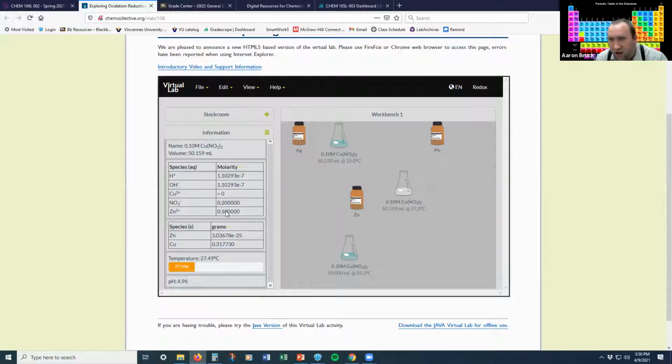My zinc concentration has effectively changed as well. And look at my values here. They're kind of fluctuating a little bit, but I can see that I've got virtually no zinc metal left in this flask, and I've got about 0.32 grams of copper. So lots of things changed here. That would be evidence of a chemical reaction.